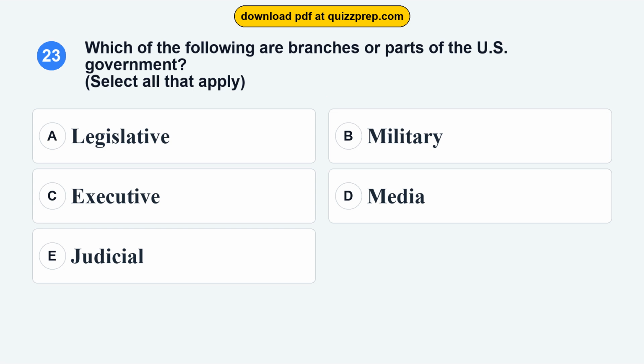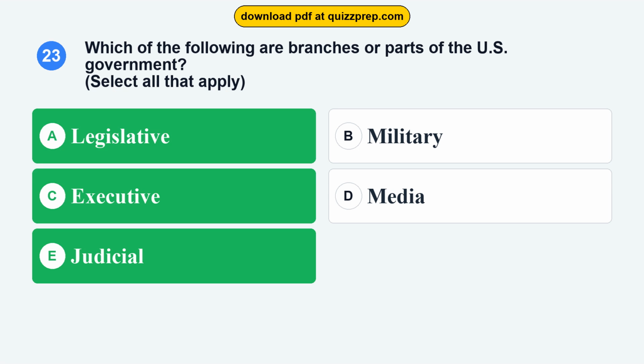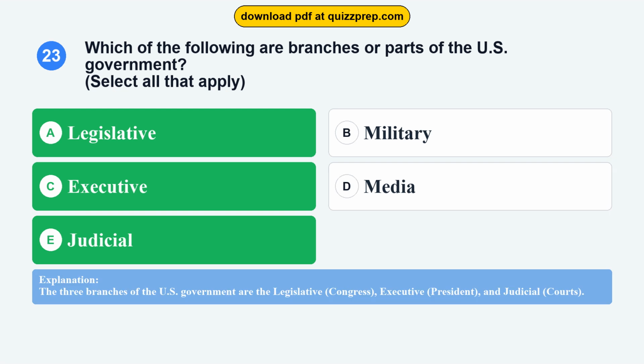Question 23. Which of the following are branches or parts of the U.S. government? Option A, legislative. Option B, military. Option C, executive. Option D, media. Option E, judicial. The correct answers are options A and C and E, legislative, executive, judicial. The three branches of the U.S. government are the legislative, Congress, executive, president, and judicial, courts.